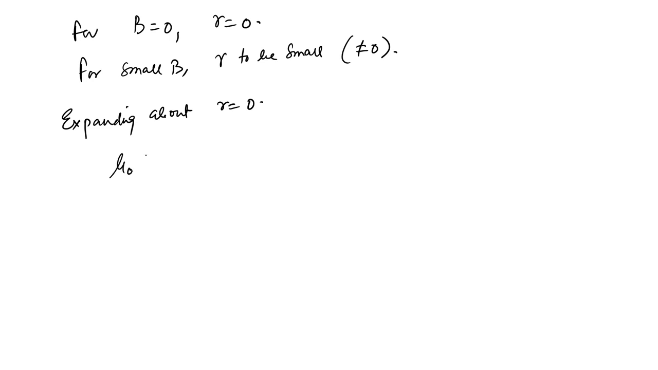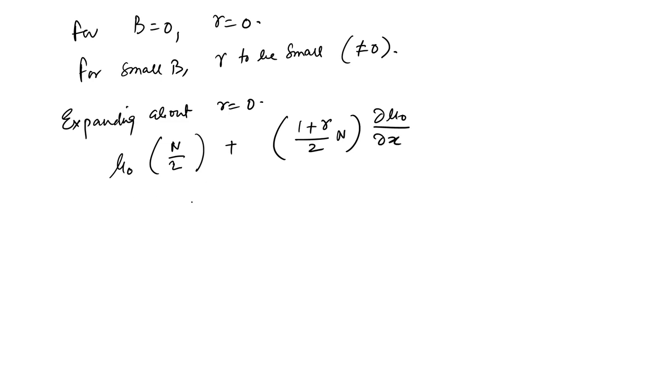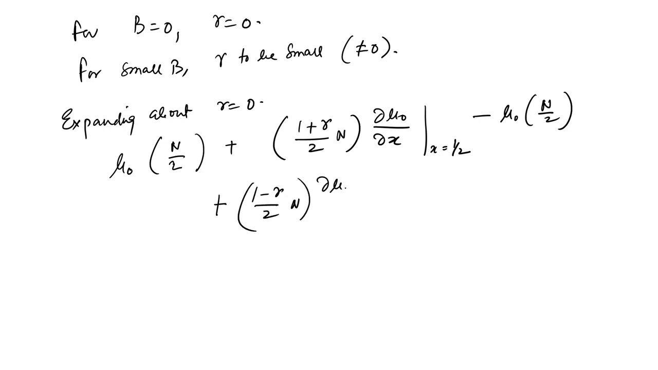So, we have mu 0 n by 2 plus 1 plus r by 2 n del mu 0 del x. This is the first term in the Taylor expansion, and this is at x equal to half. You understand x equal to half means r equal to 0, and a minus mu 0 n by 2, and then you have plus 1 minus r by 2 into n del mu 0 del x at x equal to half, and that is equal to 2 mu b.